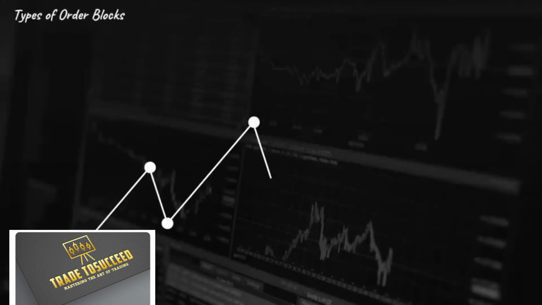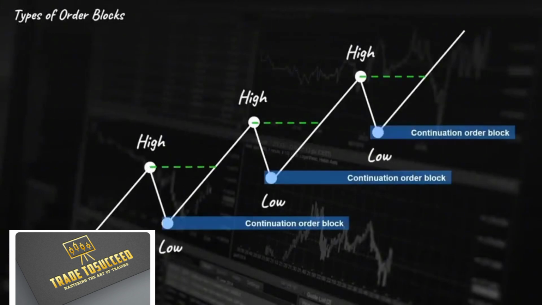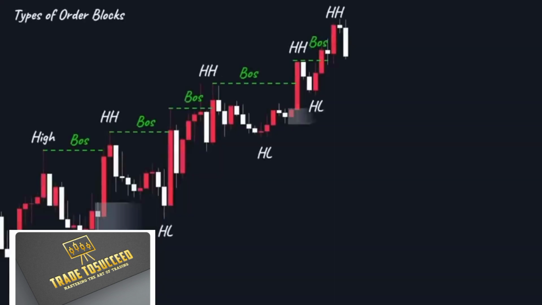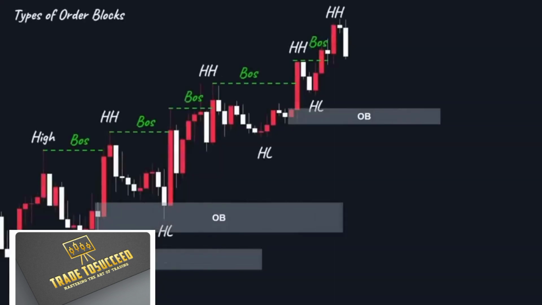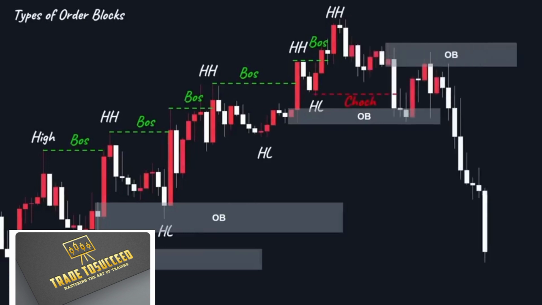Continuation order blocks happen when the price is trending upward or downward, and order blocks form aligned with the dominant trend. For example, imagine that we have an uptrend with a series of higher highs and higher lows. Each of the demand order blocks that form along the way is an opportunity to go along with the dominant uptrend. But if a change of character appears, a supply order block automatically will form, which is against the dominant uptrend. Usually, the continuation order blocks have a higher chance of success because they are in line with the trend. However, reversal order blocks have the potential to gain massive risk-to-reward ratios.